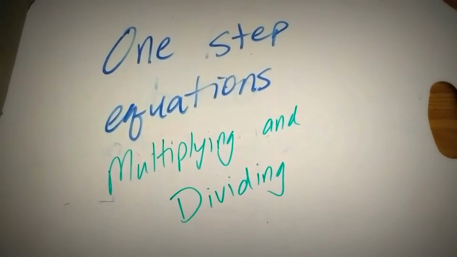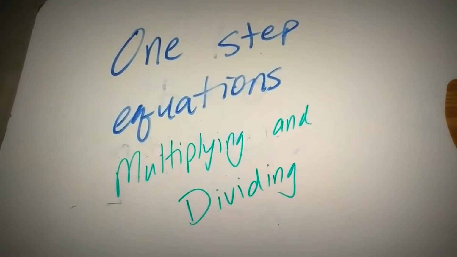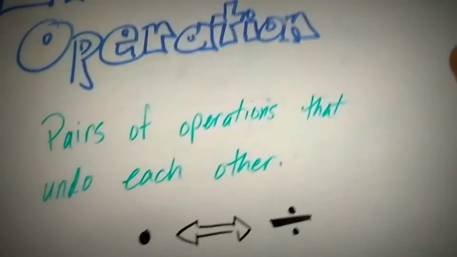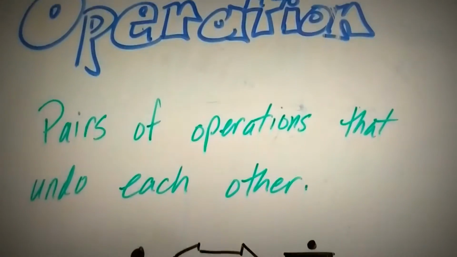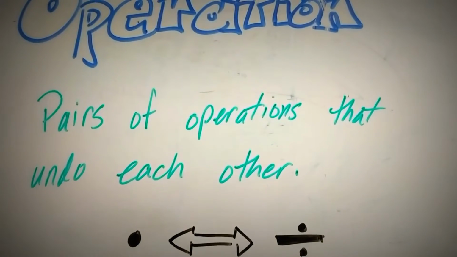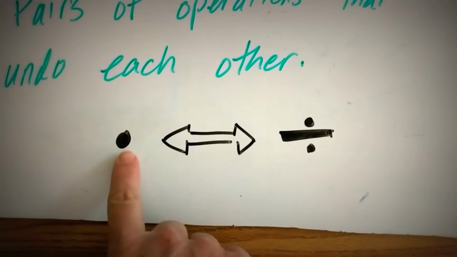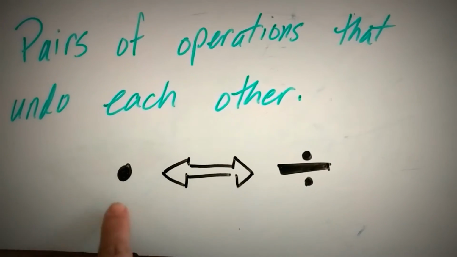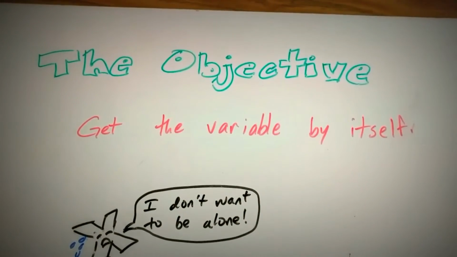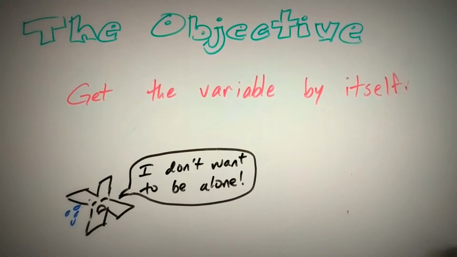This video is on one-step equations, this time with multiplying and dividing. Again, we're still doing inverse operations to solve for these equations. That's pairs of operations that undo each other. So for this video, we're doing multiplication undoes division, and division undoes multiplication. Again, the objective is still the same. We're trying to get that variable by itself.